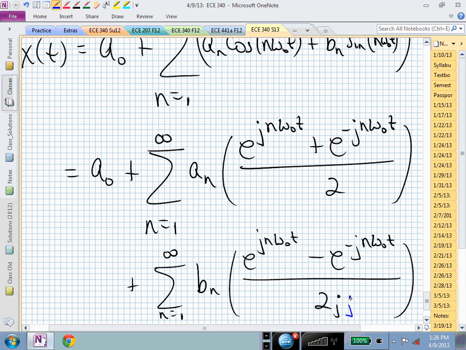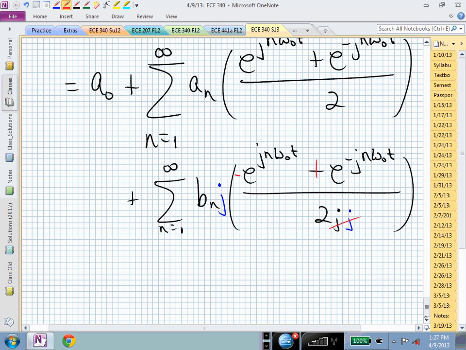If I now multiply by 1, that's just j over j. Then j squared in the denominator gives me a minus 1. So let me now take that minus 1 and put it up here. And now I have the same denominator in both parenthetical terms. And I can now start collecting the coefficients of the e to the j's and the e to the minus j's. That's what I want to do. Meaning, I can now rewrite this.